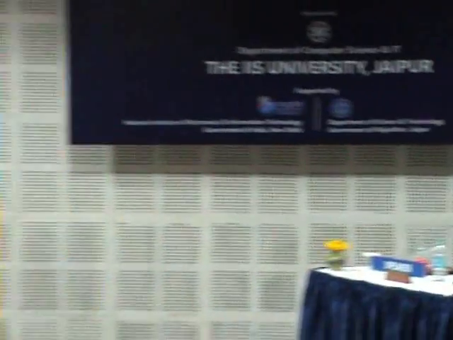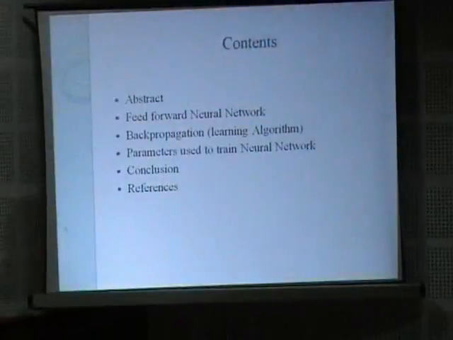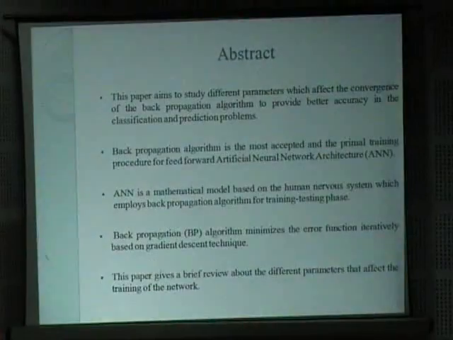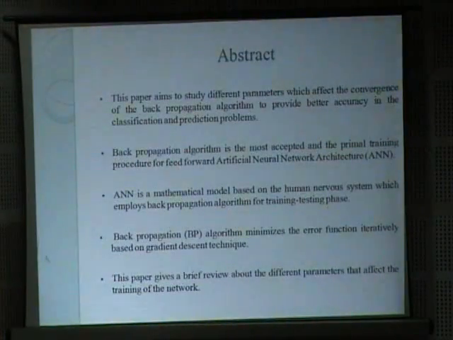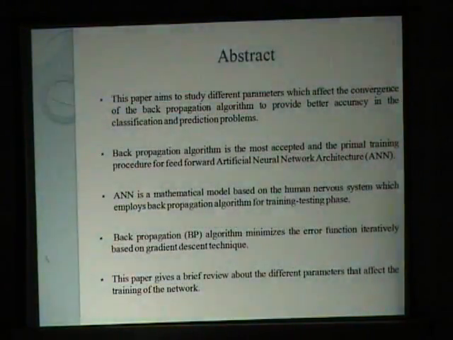These are the contents of my paper: abstract, feed-forward neural network, backpropagation algorithm, parameters that affect the training of neural networks. This paper aims to study different parameters which affect the convergence of the backpropagation algorithm to provide better accuracy in the classification and prediction problems. Backpropagation algorithm is the most accepted and premier training procedure for feed-forward neural network architecture. ANN is a mathematical model based on the human nervous system which employs backpropagation algorithm for the training and testing phase.